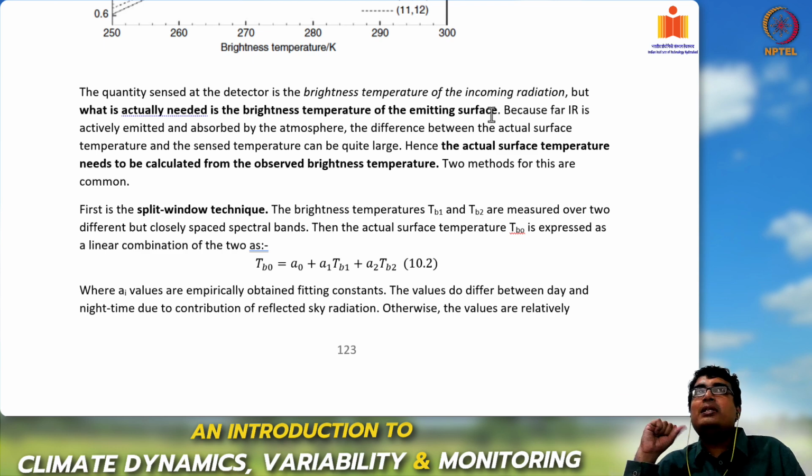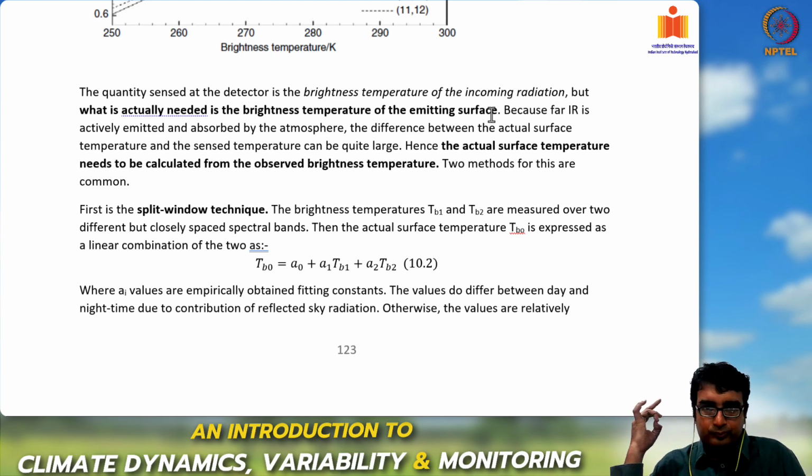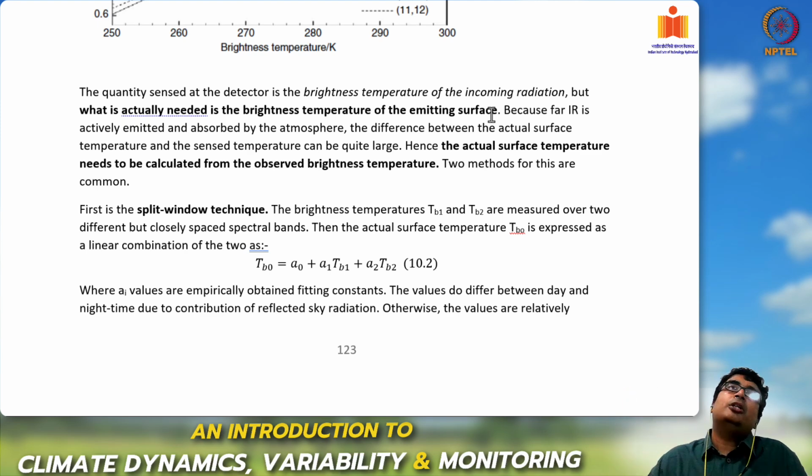And there is a difference between these two, because in the infrared region, even in relatively transparent bands, there is still significant atmospheric absorption and emission, okay. So because of that attenuation and emission through the atmospheric interference, the observed brightness temperature and the actual black body surface temperature will be different from each other, alright. So that effect needs to be corrected for, and there are two methods for doing this. We will discuss both of them.